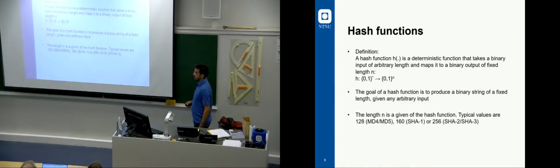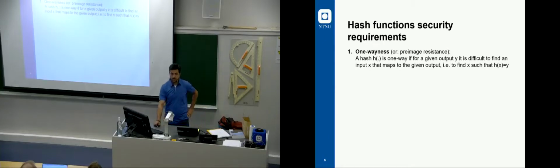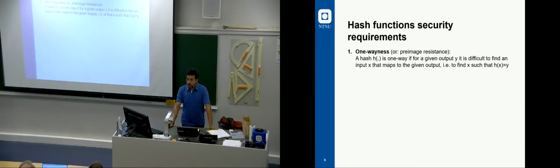There are some properties, some requirements of a hash function. The first one is called one-wayness. For example, if you have the output of a function, say you have a y, it is difficult to find the input that maps to that output. This is one-wayness, and a hash function should hold this. That means it should be difficult to get the input that maps to that output if you only know the output.